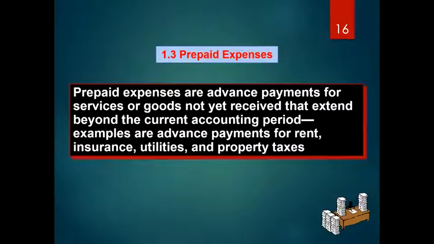So now we're going to take a look at the next pointer, that is prepaid expenses. Prepaid expenses are advance payments for services or goods not yet received that extend beyond the current accounting periods. For examples, advance payments for rents, insurance, utilities, and property taxes. So all these prepaid expenses will be classified under current asset. So these are the introduction for current assets.